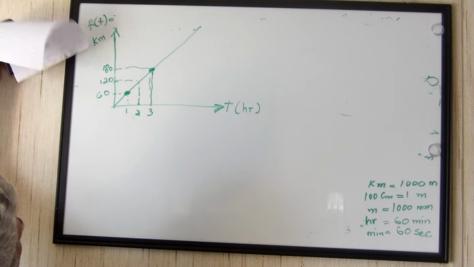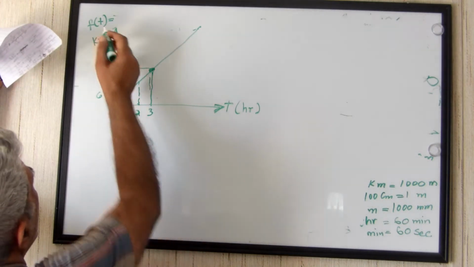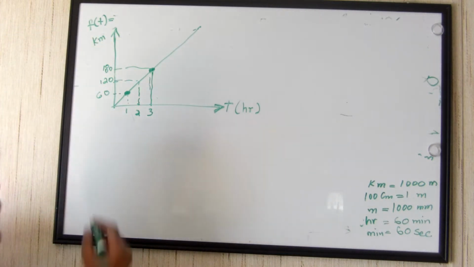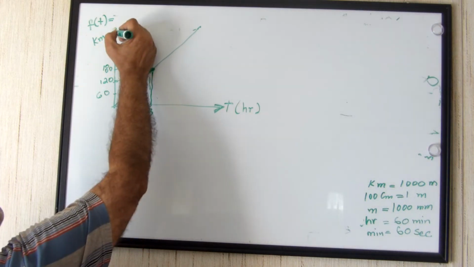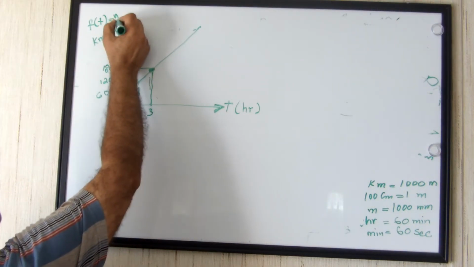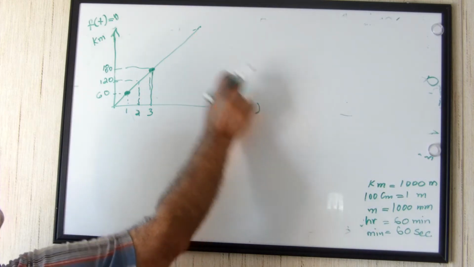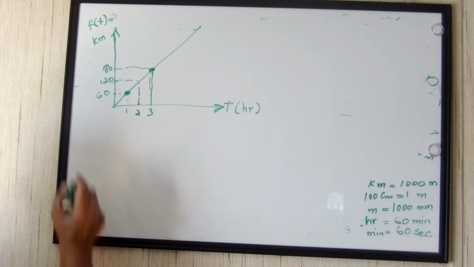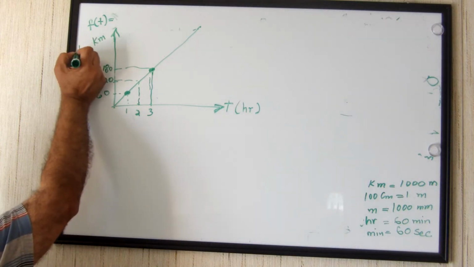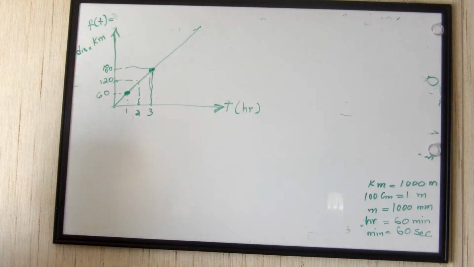This is t and f of t is a function. T as a function of f. This is y, we call it the x. This is in kilometer, and this is in hour. So the distance is in kilometer.